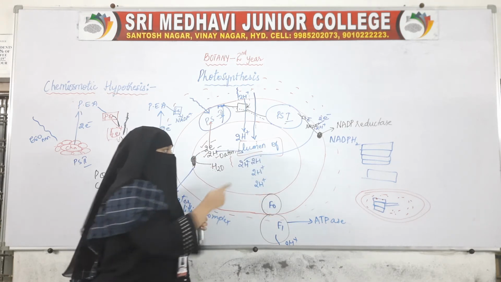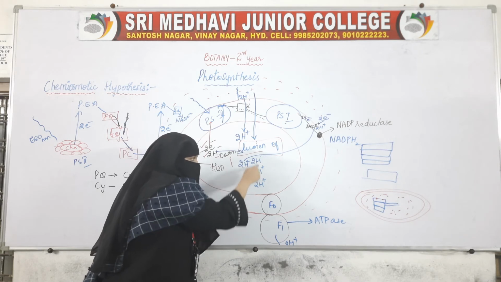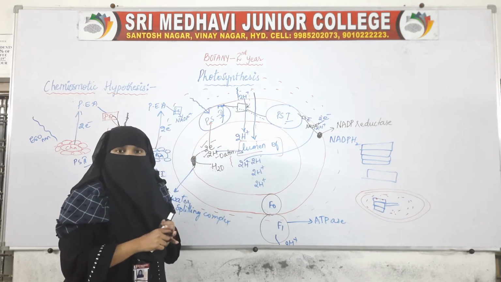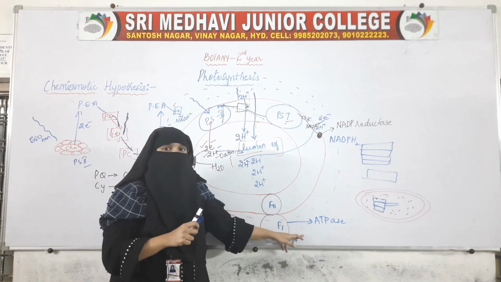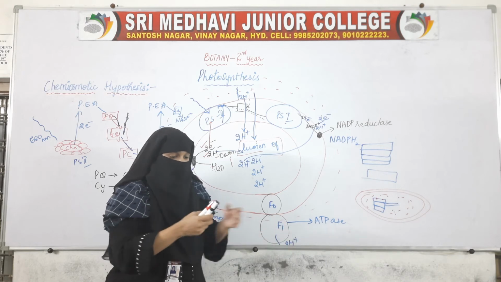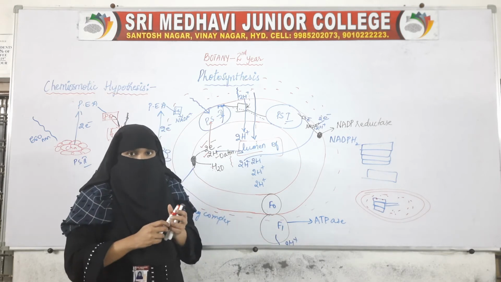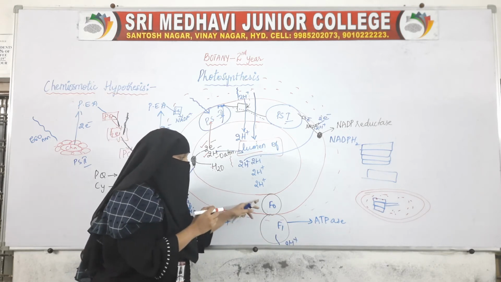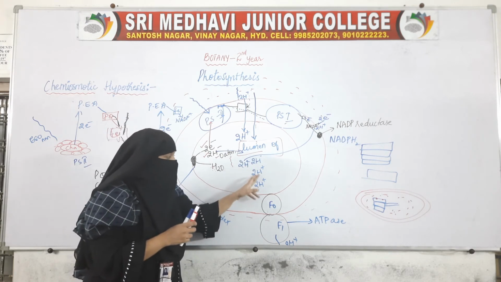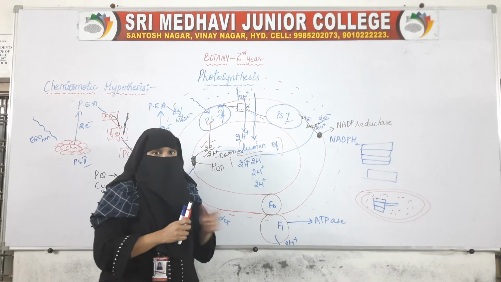So what happens? The protons tend to move from lumen to stroma. So what happens when they tend to move from lumen to stroma? Here they cannot pass directly. On the thylakoid membranes, there are channels. These protons have to pass through these channels only.